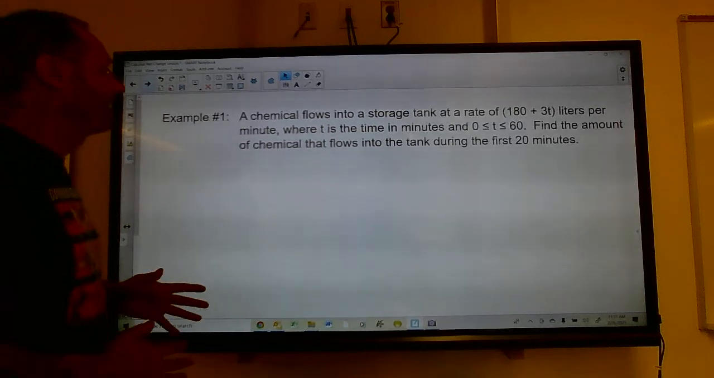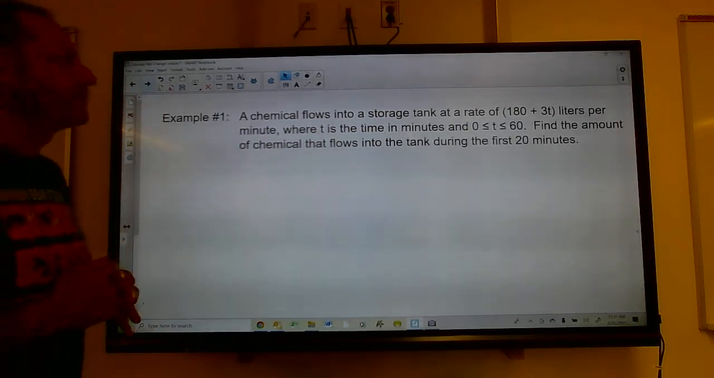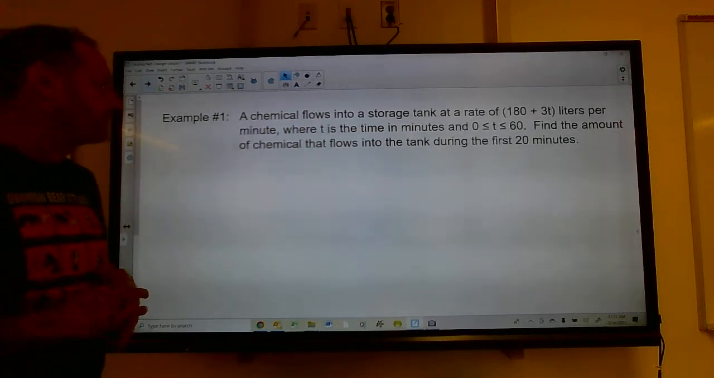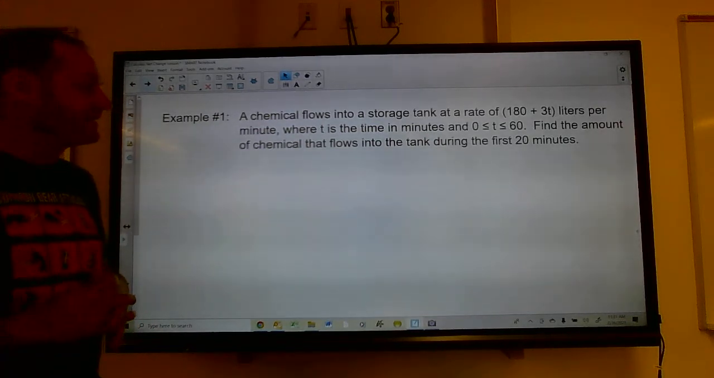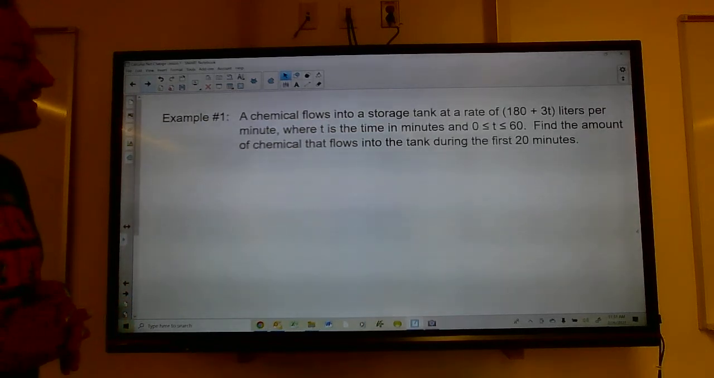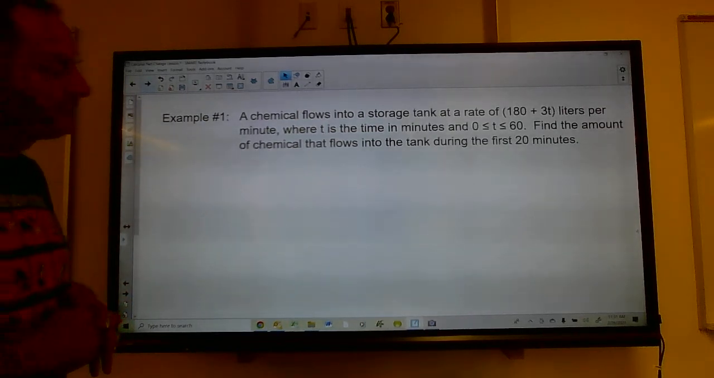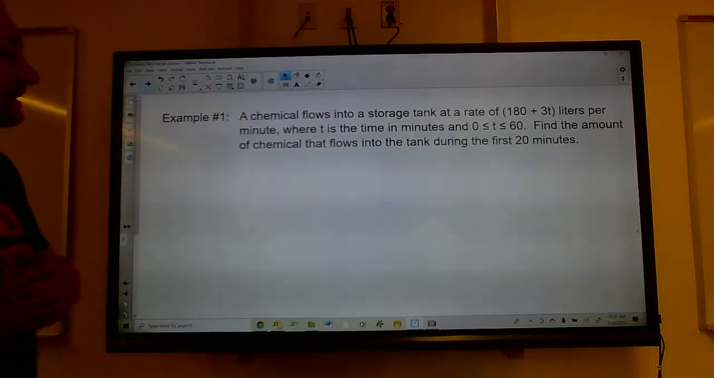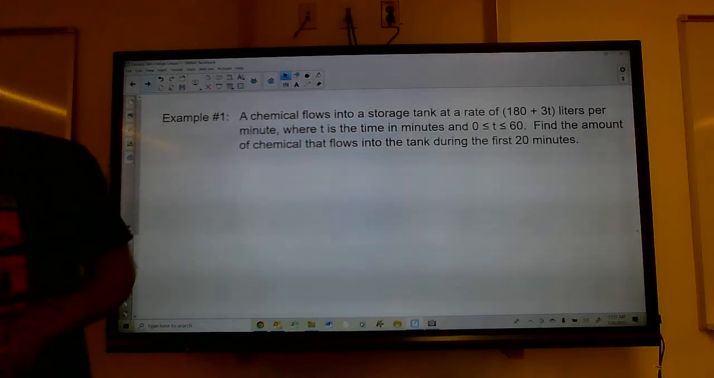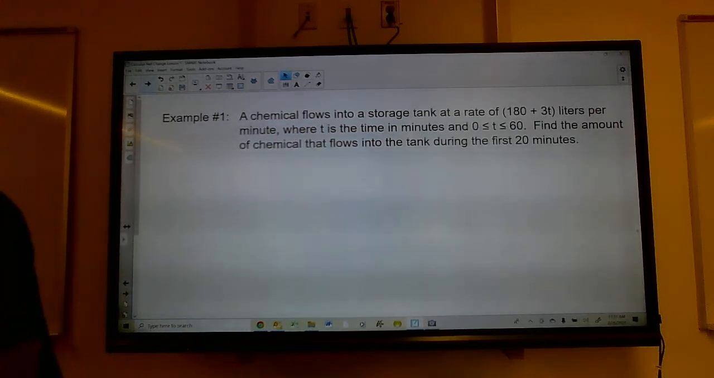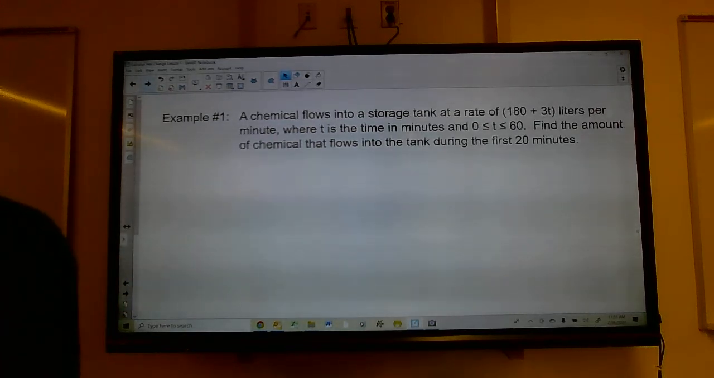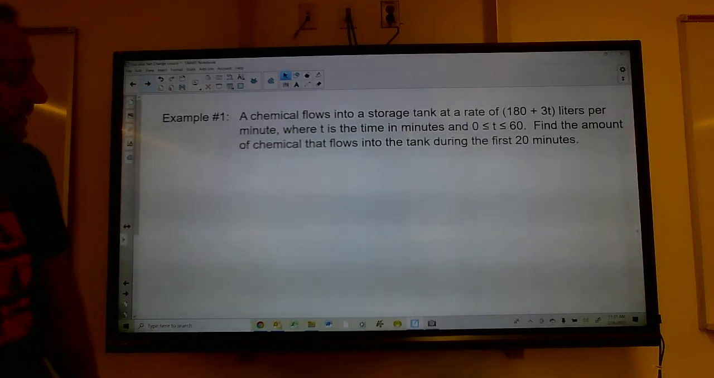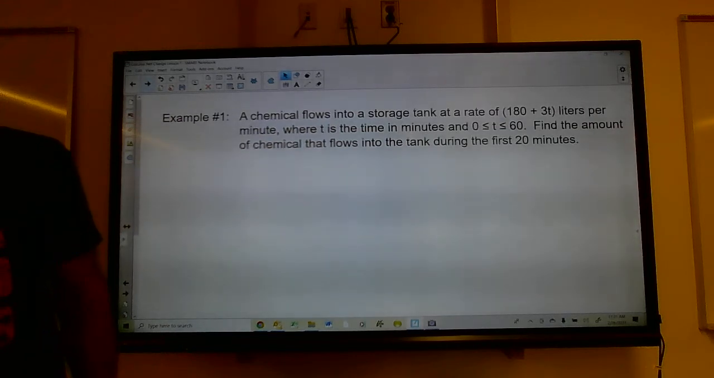an example here. A chemical flows into a storage tank at a rate of 180 plus 3t liters per minute, where t is the time in minutes and 0 is less than or equal to t is less than or equal to 60. Find the amount of the chemical that flows into the tank during the first 20 minutes. Okay, so we want to find the net change in that amount of chemical over that period of time.